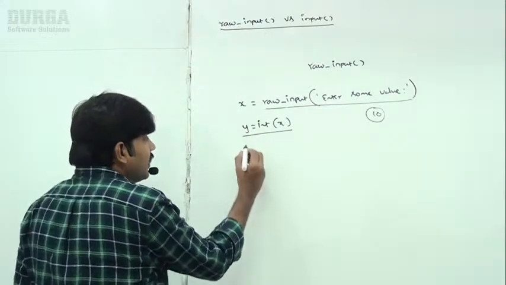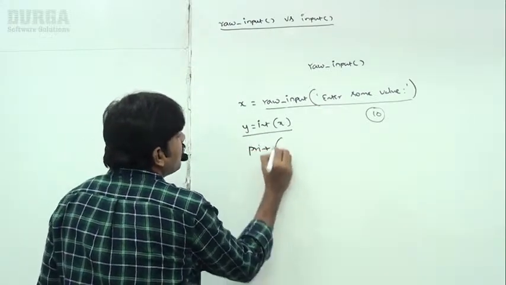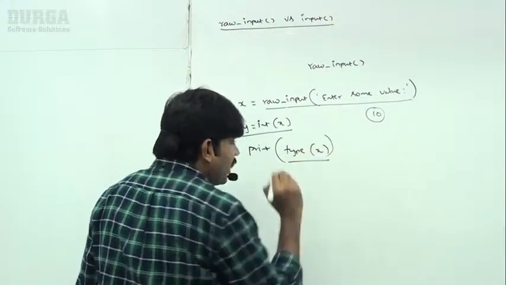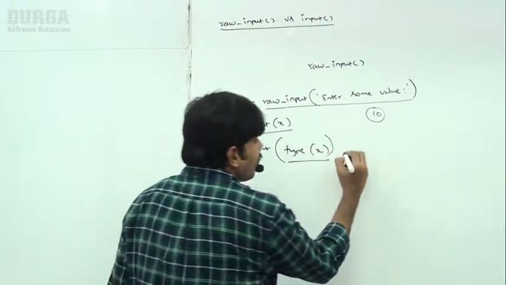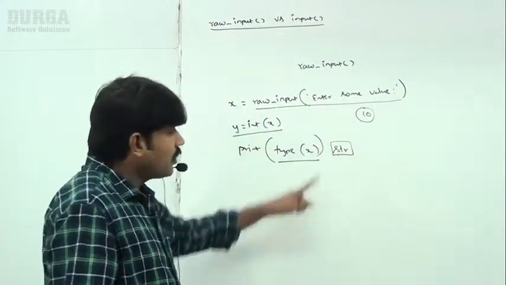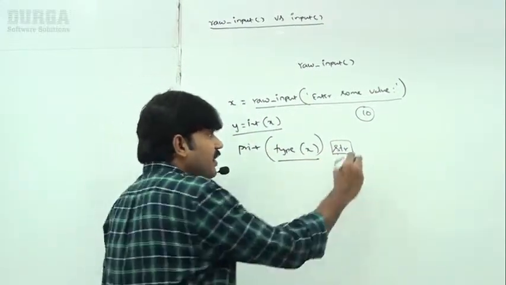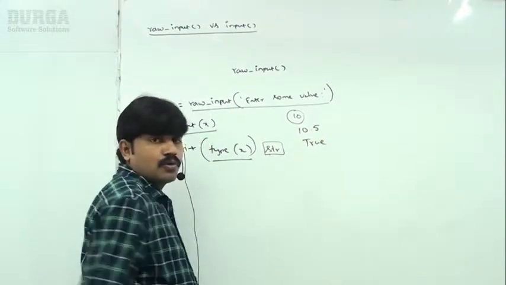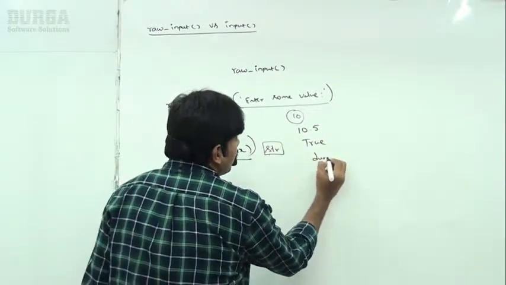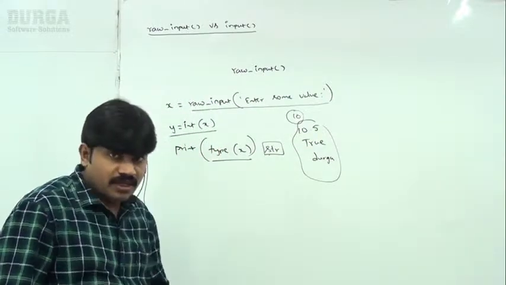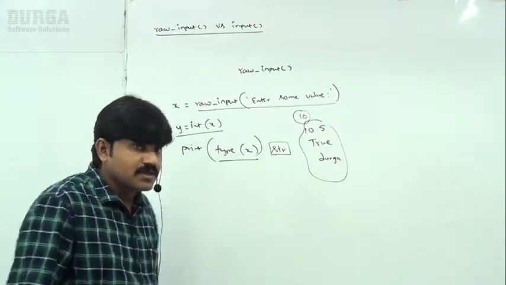If you directly ask print type of x, it's always going to provide str type only. Remember that. What is the type, sir? Str. Whether you provided 10, 10.5, True, or Durga, the type is always str only. This is the raw_input function, sir.